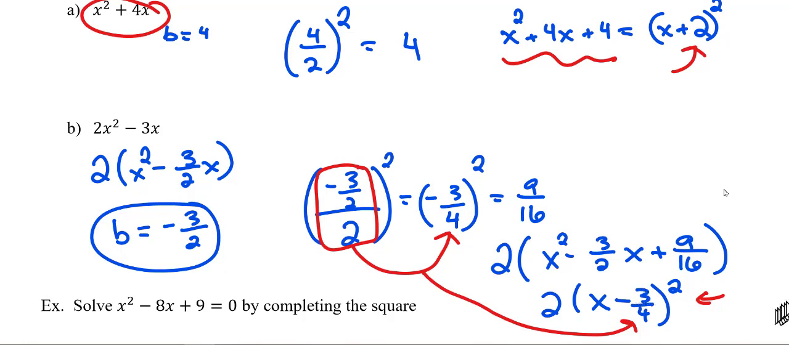It's a little bit easier to see, once you have the factored form, when you multiply it out, that you do get this. It's a little harder to go the other way. But just know that it's the b over 2 that goes in this spot. Okay? In this case, that b over 2 was -3/4.